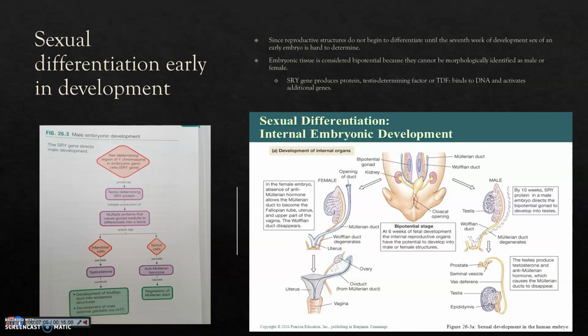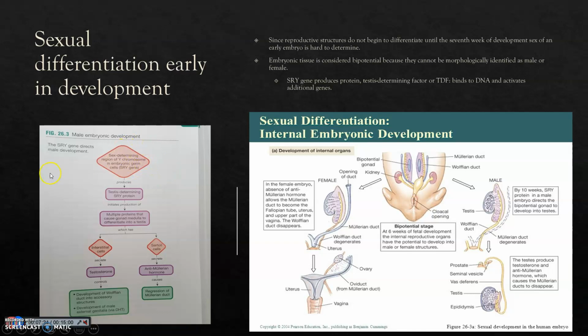And that TDF binds to DNA and activates additional genes. And that's how we get the production of the male characteristics, right? So first, let's go through this flow chart of male embryonic development here.